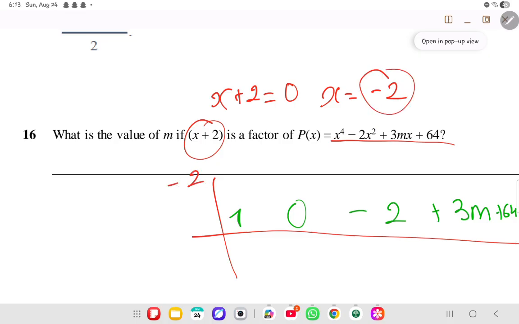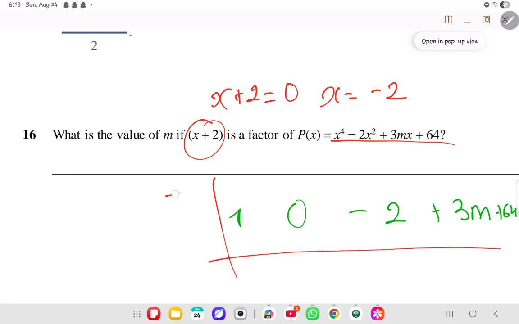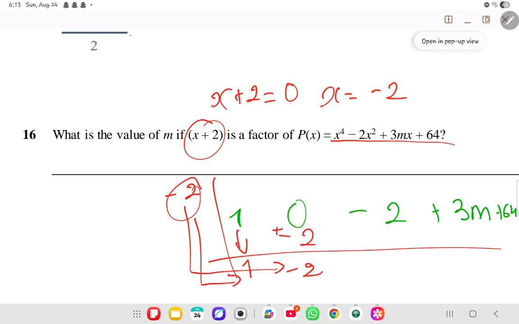First thing you're going to do is you're going to drop the 1. You always drop the first digit. And then you multiply. Minus 2 times 1 is minus 2. Then 0 plus minus 2 is minus 2. Then minus 2 times minus 2 is 4. Then minus 2 plus 4 is 2. Then minus 2 times 2 is minus 4.